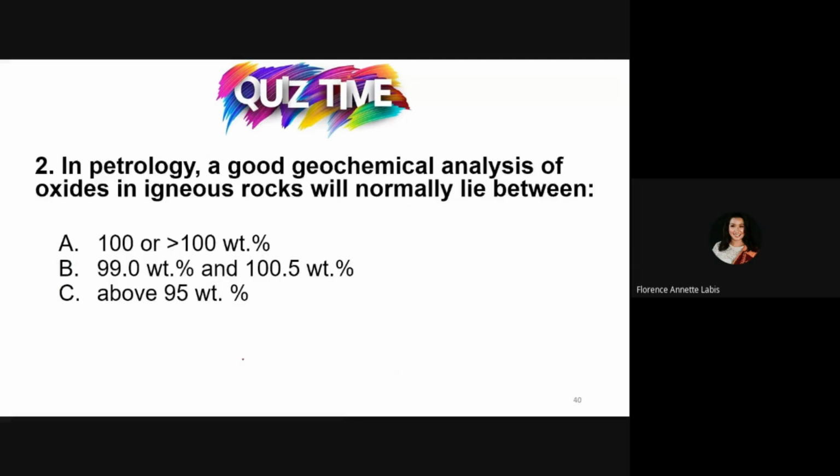In petrology, a good geochemical analysis of oxides in igneous rocks will normally total between 100 or greater than 100. What do you think is the correct answer? The correct answer here would be letter A. Joke, it's letter B.